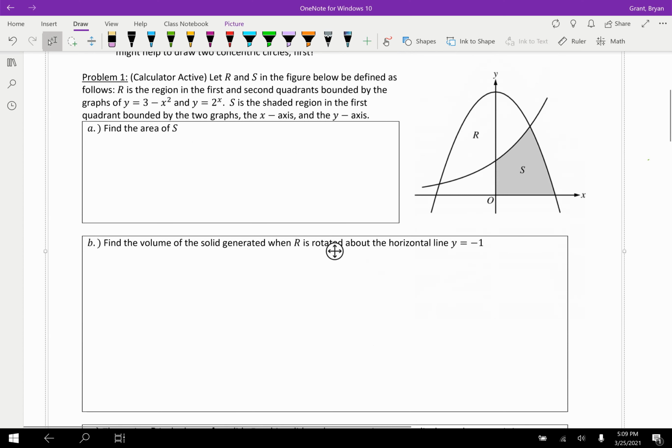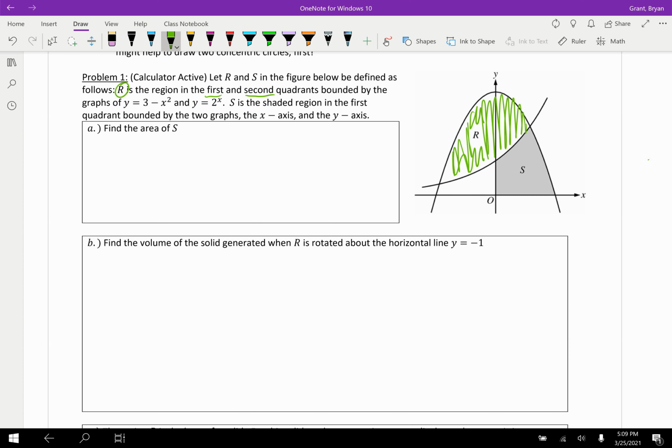All right, first one. Let R and S in the figure below be defined as follows. R is the region, and this one is a little bit tricky. I don't really like where they put R here. But they say R is the region in the first and second quadrant. So here's my first quadrant, and then here's the second. So everything that I'm doing in green, and I'll do that over here, is R. Right? S is much easier to see.